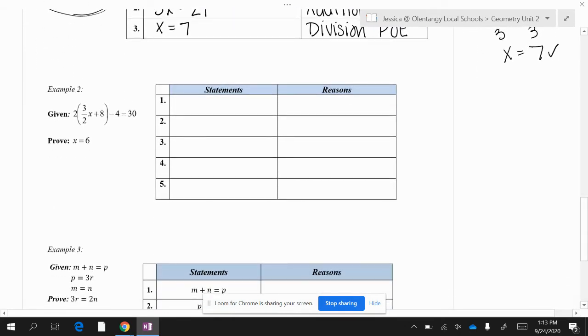Okay, example 2, we're given that 2 times 3 halves x plus 8 minus 4 equals 30. So I'm going to start out with what's given. So I'm given that 2 times 3 halves x plus 8 minus 4 equals 30. And again, if you need to go off to the side and solve this out, then do that. I'm going to do it for this one, but really not for the rest of them. So here's my equation.